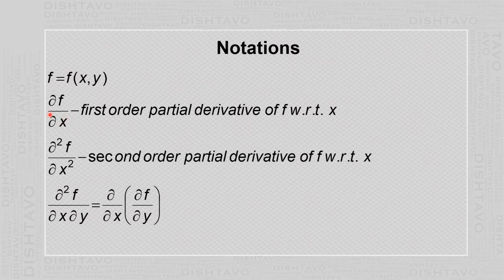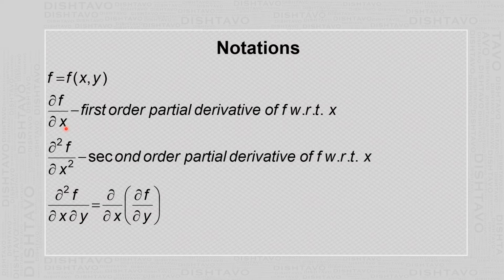Suppose you differentiate this again with respect to x, then it is the second order partial derivative of f with respect to x, and we write it as dou 2f by dou x 2. A given function can also be first partially differentiated with respect to y and then again partially differentiated with respect to x, and we denote it as dou 2f by dou x dou y.